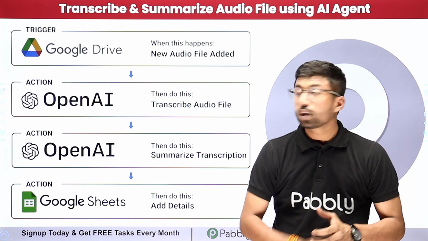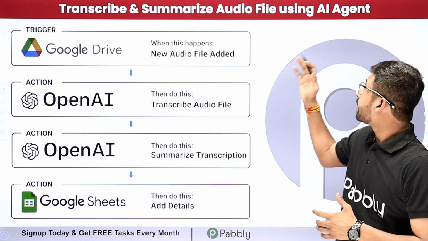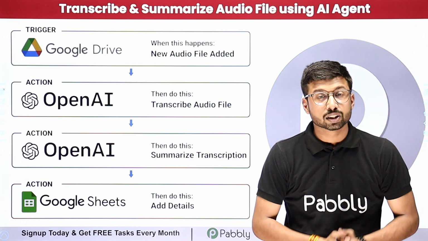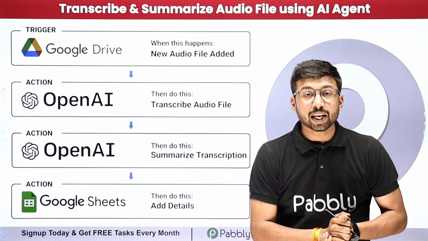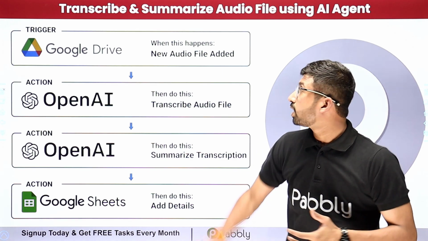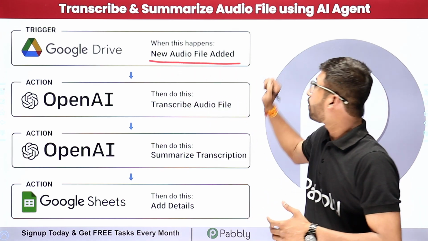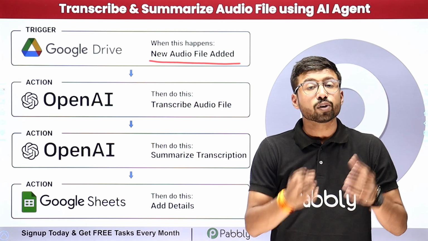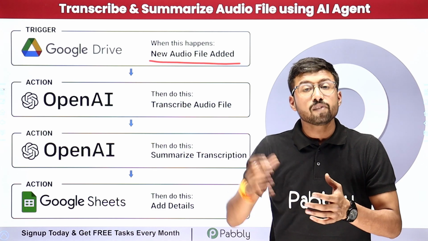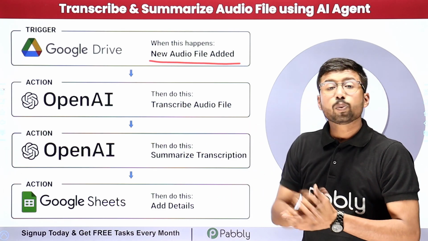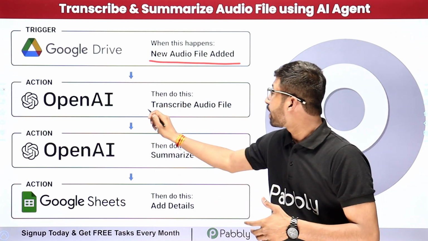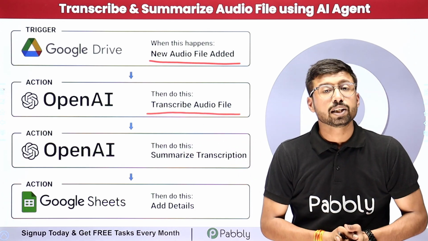So in this video, we are going to learn how to transcribe and summarize audio files using an AI agent. We are going to build an AI agent which will get the new audio files which we are uploading on our Google Drive folder. After taking the audio file, this AI agent will send the same file to OpenAI, and using OpenAI's Whisper API, we are going to get the transcription of the audio file as well.